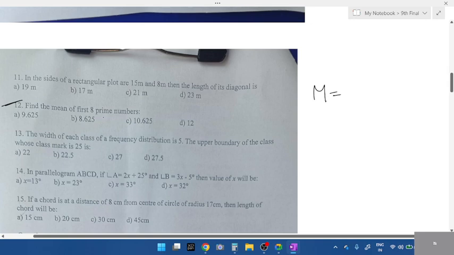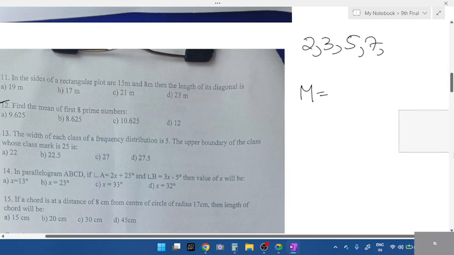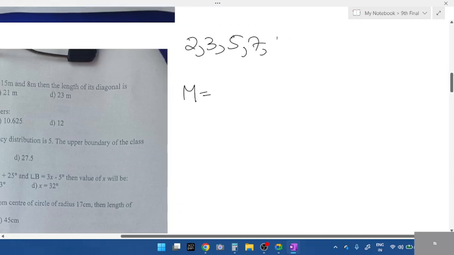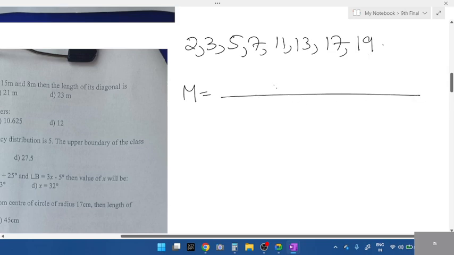Did I teach you all how to find prime numbers? What are the first 8 prime numbers, students? Tell me the first 8 prime numbers. 1 is not a prime. 2, 3, 5, 7, 11, 13, 17. What's the other one, students? 19. So how do you solve this question?